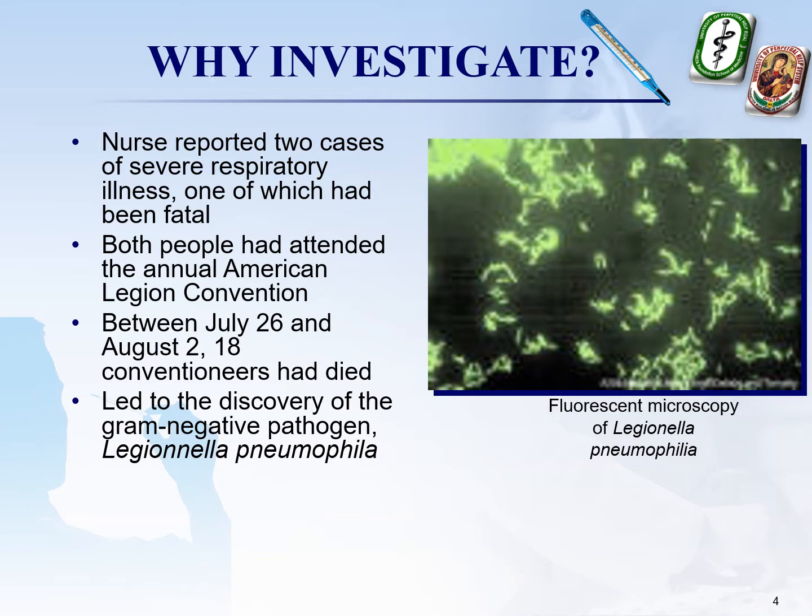By the evening of August 2, 71 more of the people attending the conventions had the same illness with symptoms of acute onset of fever, chills, headache, malaise, dry cough, and myalgia. Further conversations with local and state public health officials revealed that between the 26th and August 2, 18 conventioners had died. Deaths were primarily due to pneumonia. An intense investigation began immediately. The incident became known as the first outbreak of Legionnaire's disease and led to the discovery of the gram-negative pathogen Legionella pneumonia.